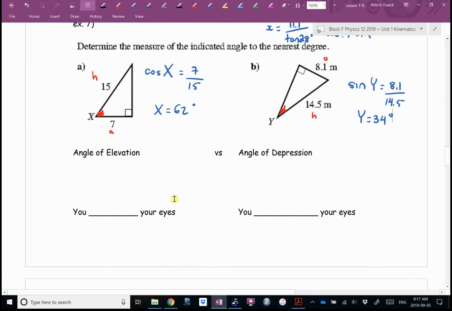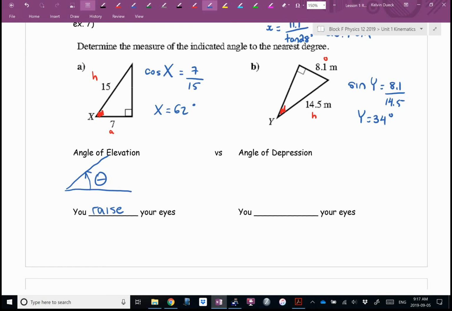There are two terms that we use in physics. One is an angle of elevation, and one is an angle of depression. An angle of elevation looks like this. If you're standing on the ground, that there is an angle of elevation. For an angle of elevation, you raise or elevate your eyes. You start here and your eyes go up. You've just moved your eyes through the angle of elevation.